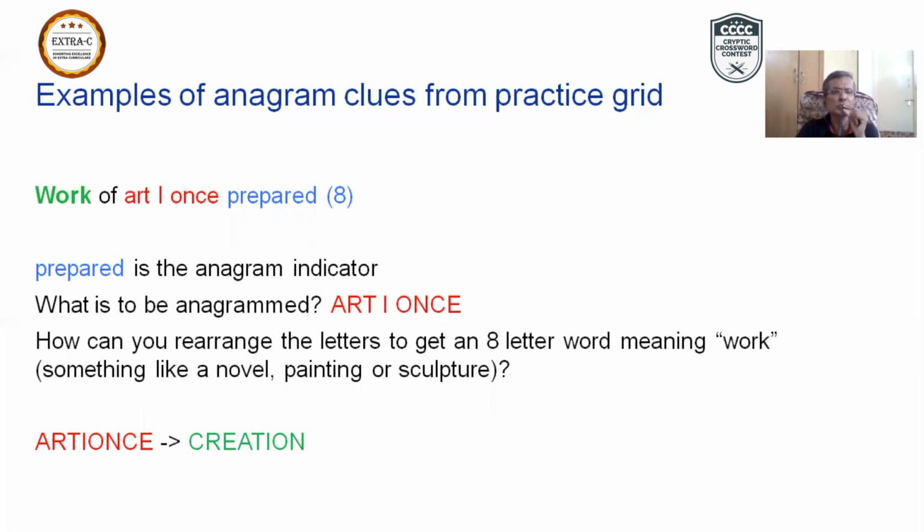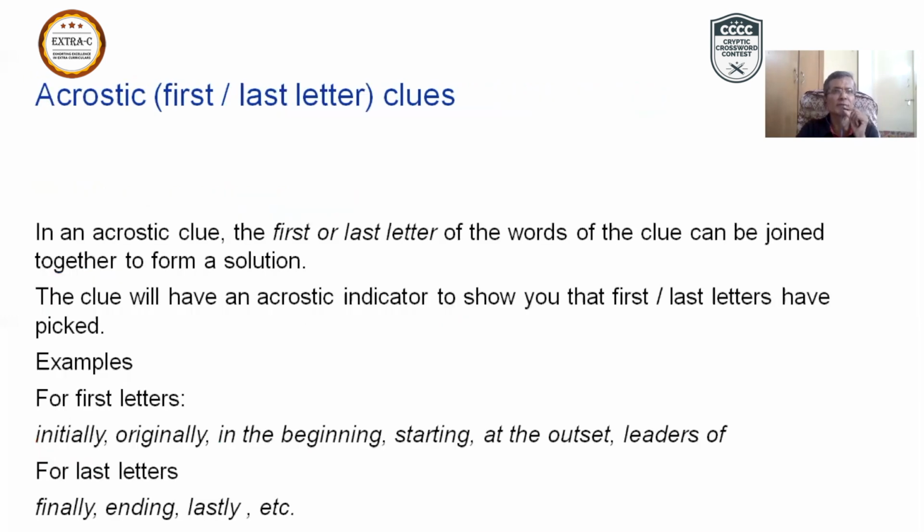As it is, once you know how to spot them, it is very easy because the letters in the final answer are already available in the clue itself. The letters for the final answer. So if you just know how to rearrange them, you can get the final answer from the clue itself.